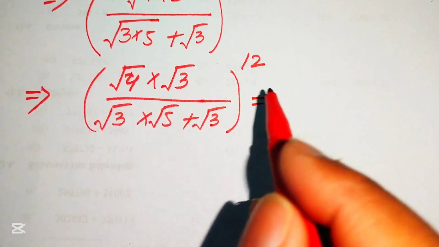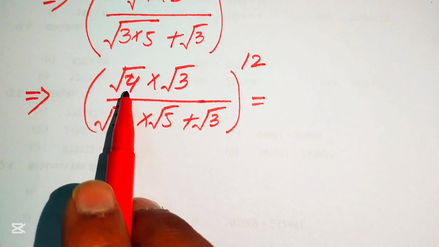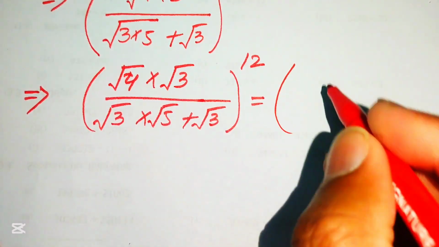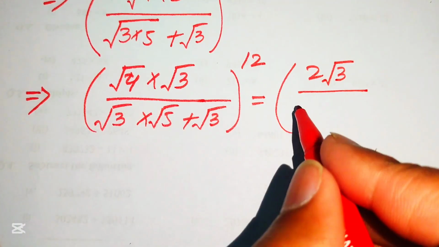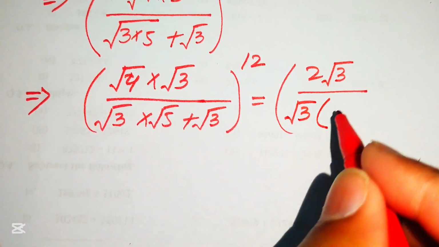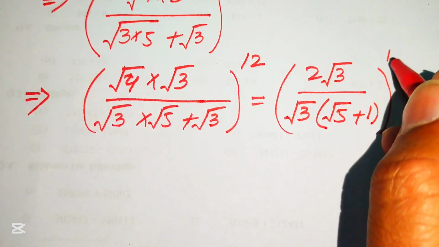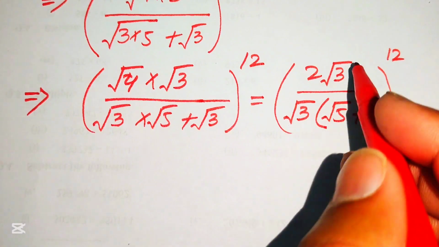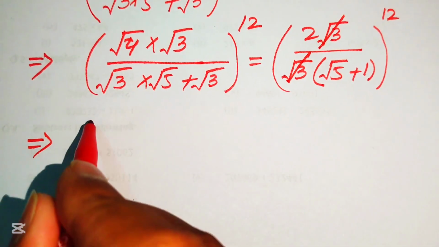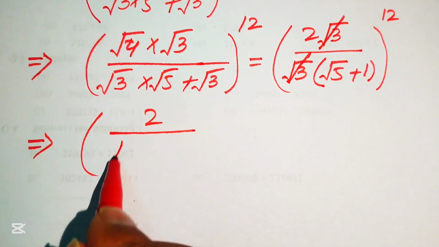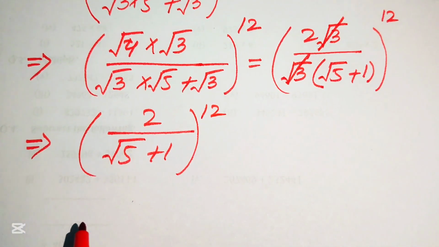In the next step we need to take common the square root of 3 from the denominator, and you know that the square root of 4 equals 2. It will be written as 2 times the square root of 3, and here we take common the square root of 3, and the remaining terms are the square root of 5 plus 1, and its whole exponent is 12. You see this square root of 3 is cancelled out by this square root of 3, and we get 2 divided by the square root of 5 plus 1, and its whole exponent is 12.